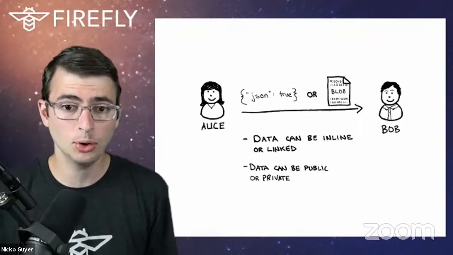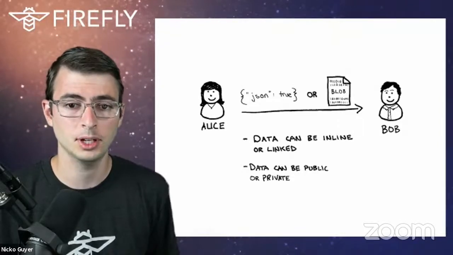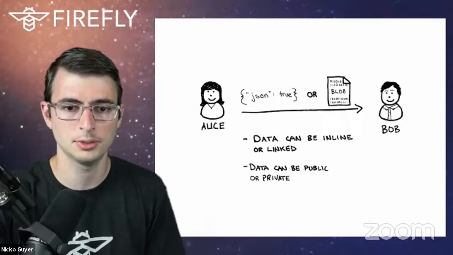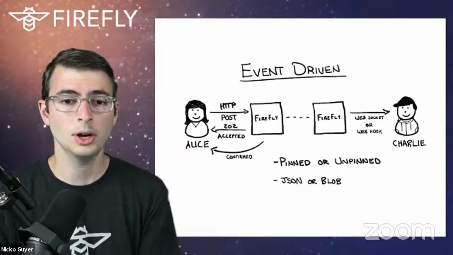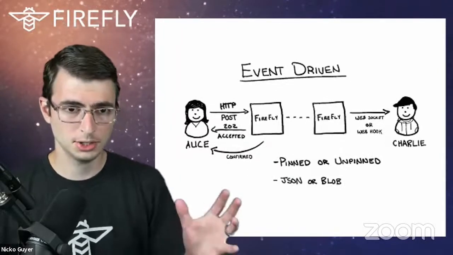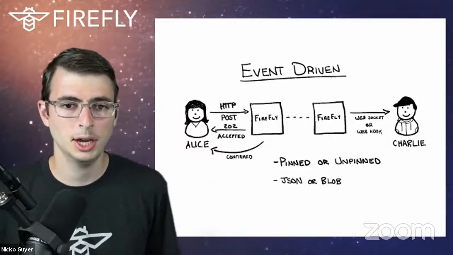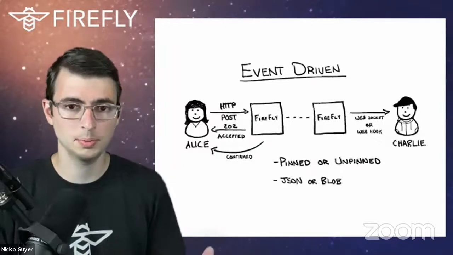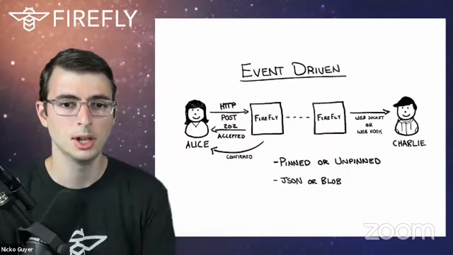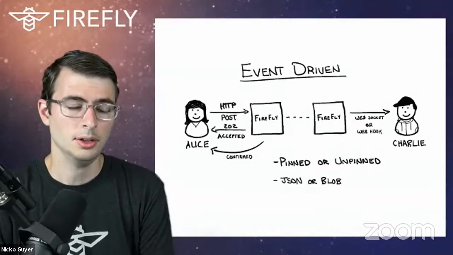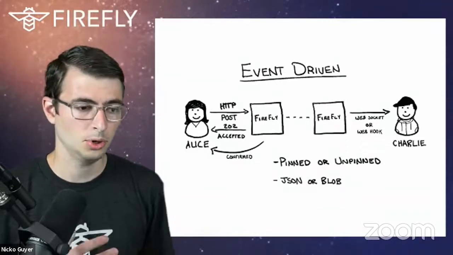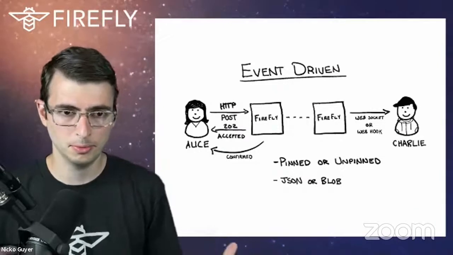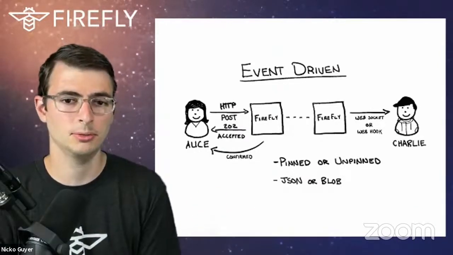The data can be inline, or it can also be linked, and the data can be made public or private for either of these. So now I want to talk about just a couple of interaction models with the API. The event-driven model is probably what we expect the 90% case to be used. It allows for higher throughput. So if you're used to building asynchronous applications, this will sound familiar.